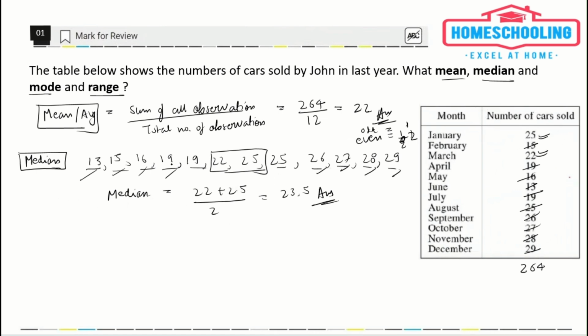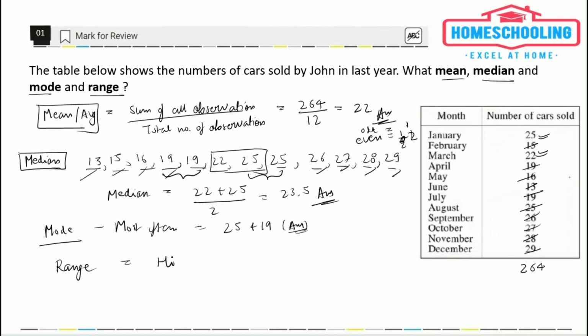Now moving to the next part of the question, we have to find the mode. Mode means most often. As we can see here, 19 is coming twice and 25 is coming twice. So what is going to be the mode? Mode is 25 and 19. This is your mode.